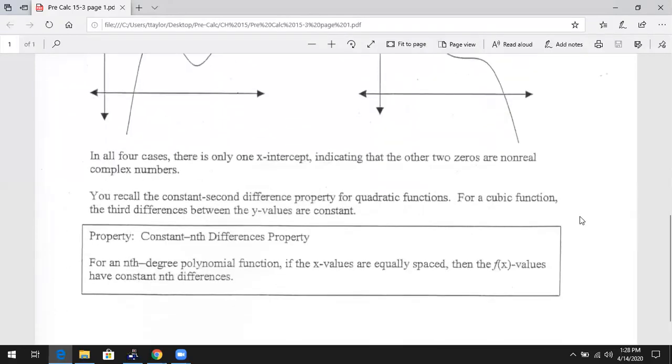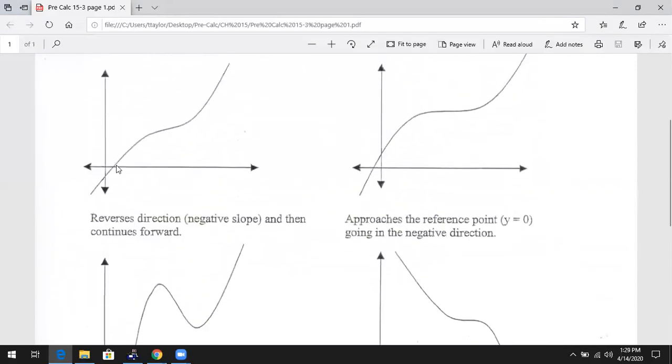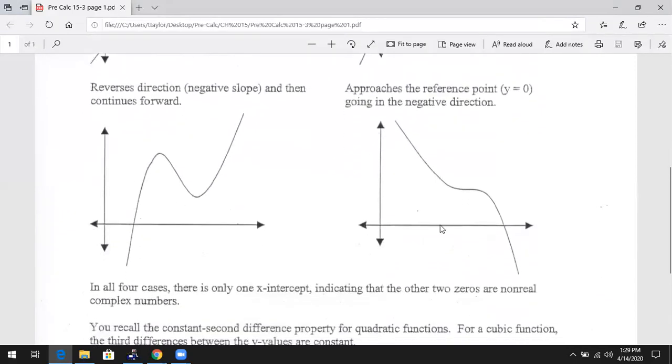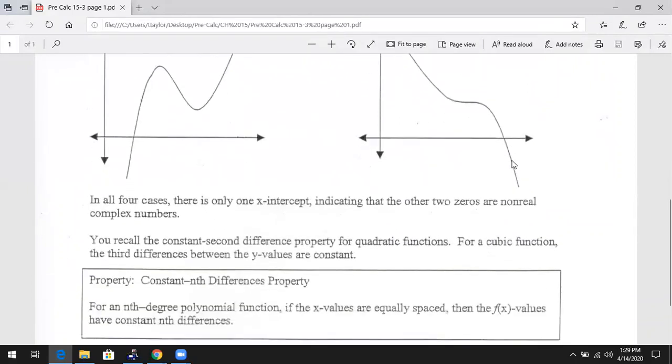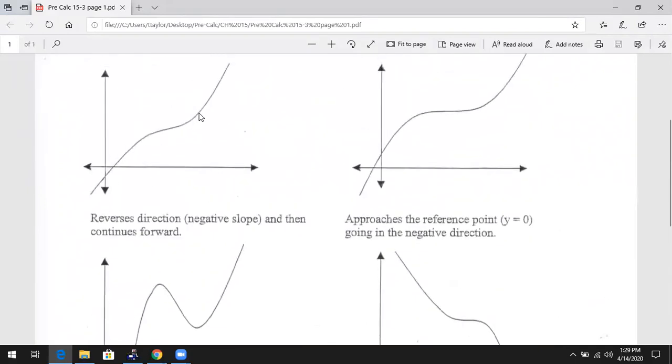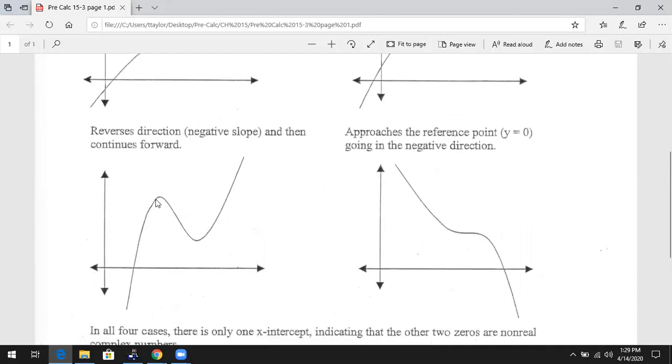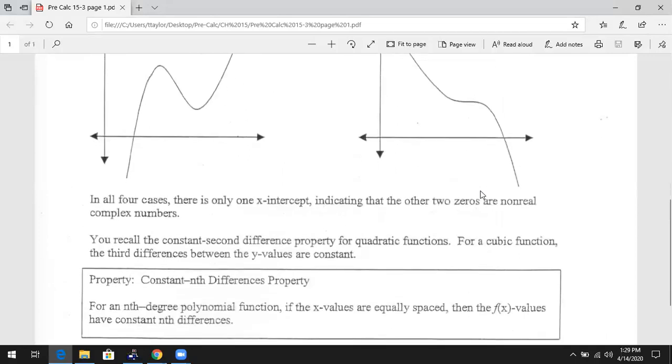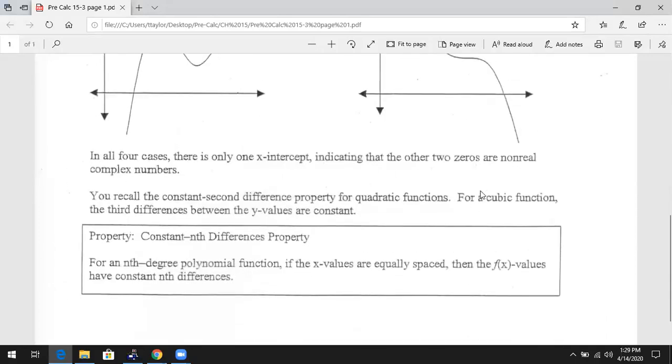In all 4 cases, there is only one x-intercept if we look at the graphs, one time where it crosses the x-axis, which would give us 1, 0. But we can clearly see that these functions are not linear, which would have 1 factor, 1, 0. In fact, they're cubic, so they should have a total of 3 zeros. This one's clearly cubic and not linear, okay? So it should have 3 zeros, which means 2 of them are hidden somewhere. 2 of them are irrational.